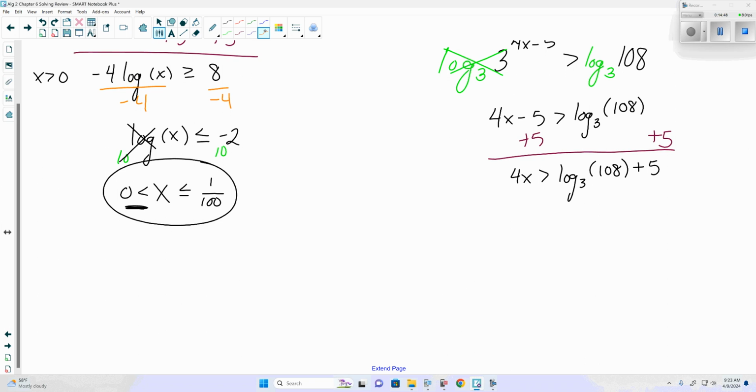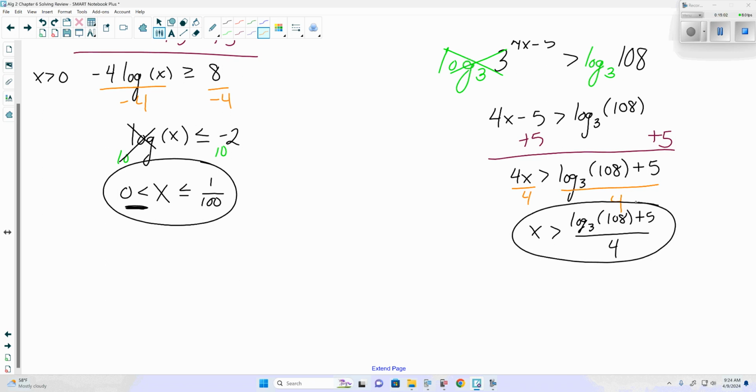Last thing we do is divide by 4. So x is greater than log base 3 of 108 plus 5, all over 4. And that's it. And that's as far as we're going to take it.